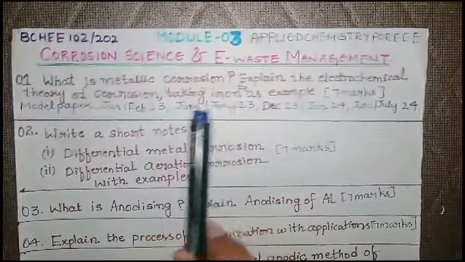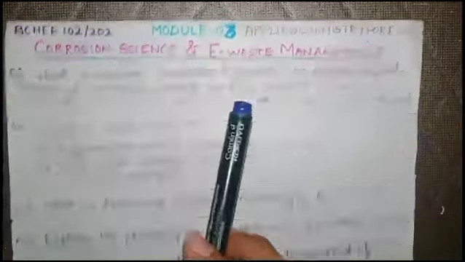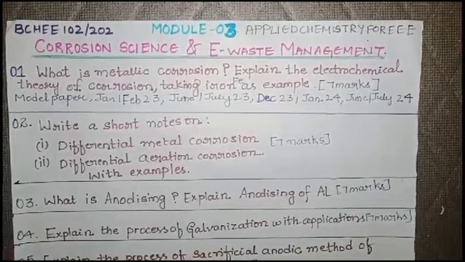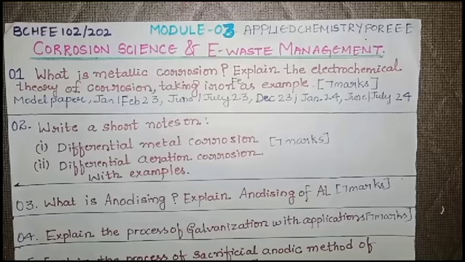Explain the electrochemical theory of corrosion taking iron as example. Here you have to define what is metallic corrosion and you should explain the electrochemical theory of corrosion taking iron as example. You should draw the diagram of the iron and you should write the electrochemical reactions, anodic and cathodic reactions.